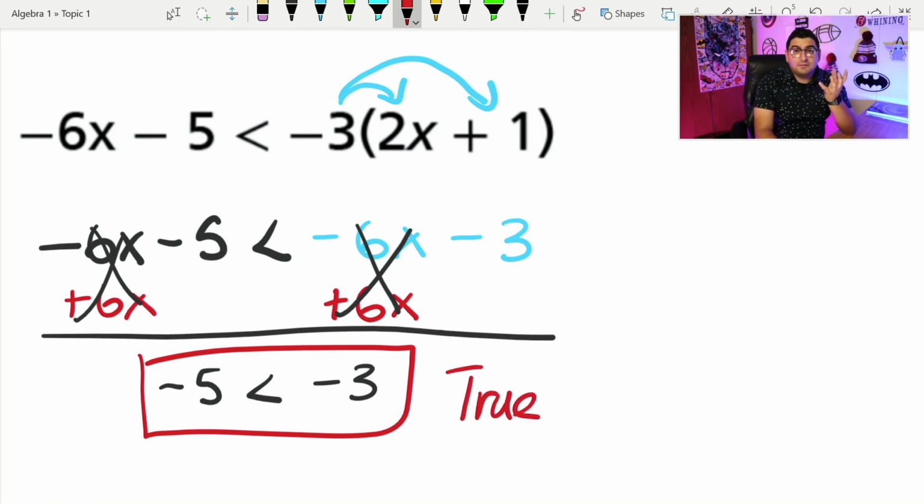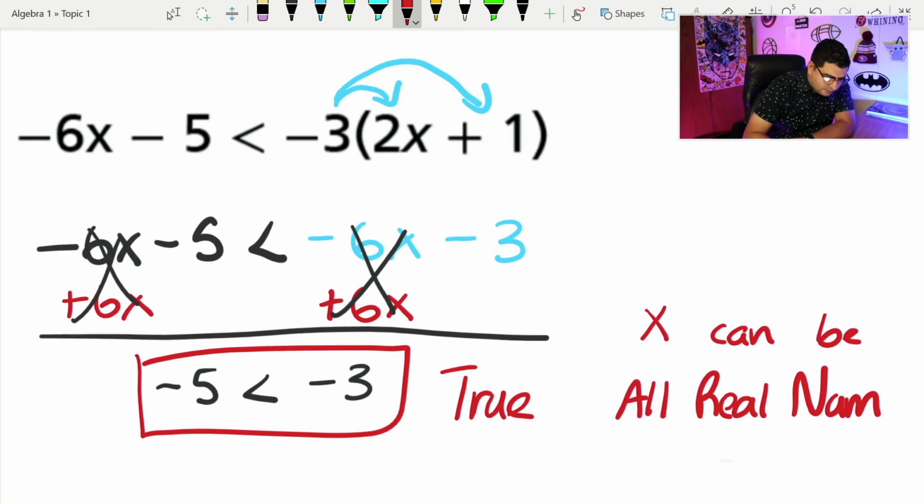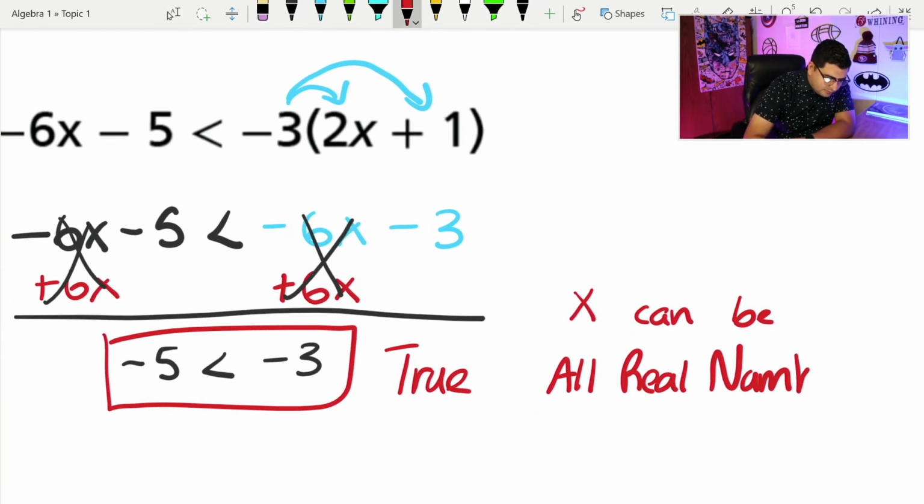So when our variables cancel out and we're left with a true statement, this means that we have an inequality in which x can be all real numbers. All real numbers. Or in other words, this inequality has an infinite amount of solutions.